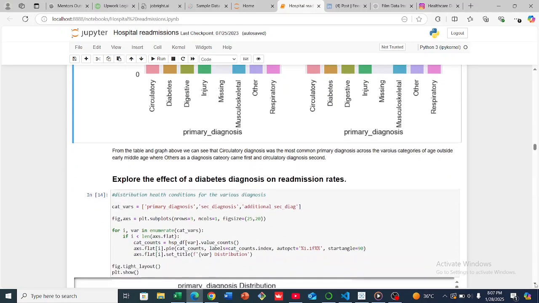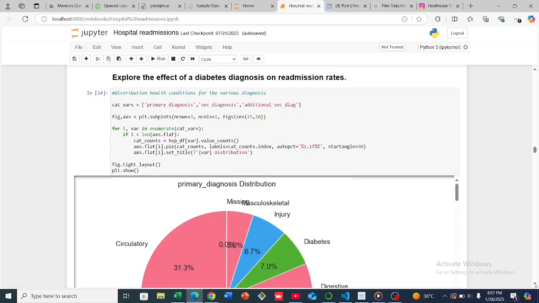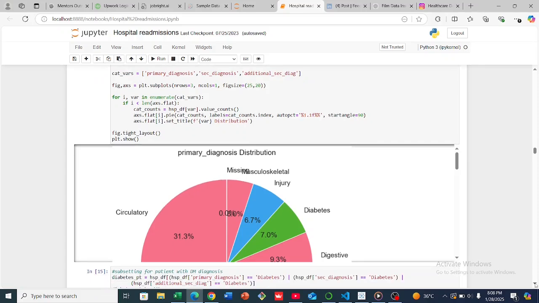So the next question I want to answer was to explore the effect of diabetic diagnosis on readmission rates. How does a patient having diabetes affect readmission rates? To do that, I decided to use a pie plot to see the distribution of health conditions for the various diagnoses. We have our primary diagnosis, secondary diagnosis, and additional secondary diagnosis as our columns, right? I want to see for each of these diagnostic columns how the various diagnoses are distributed along them.